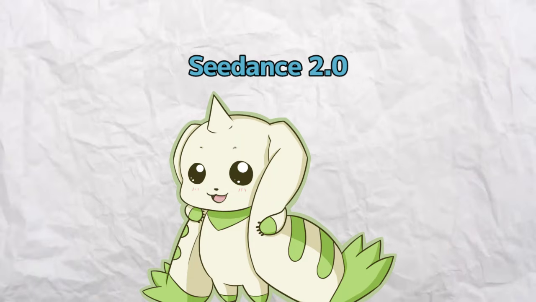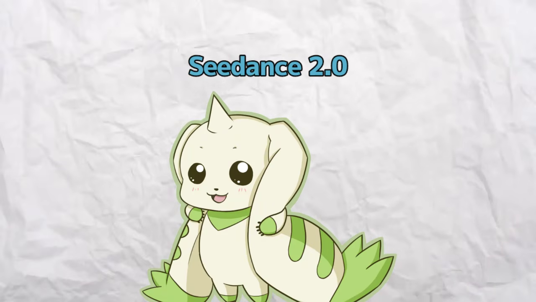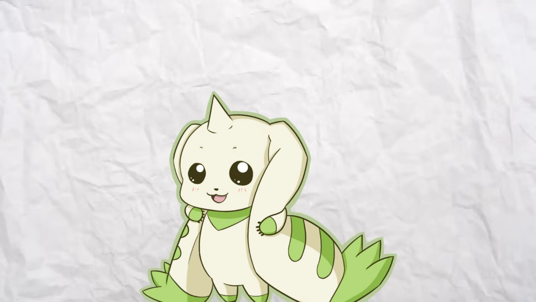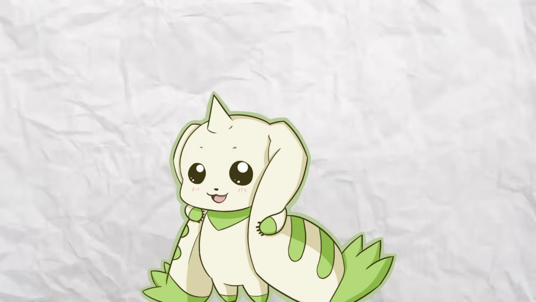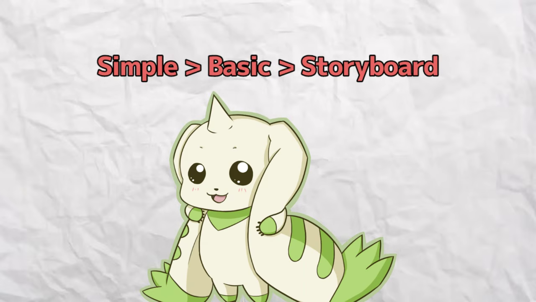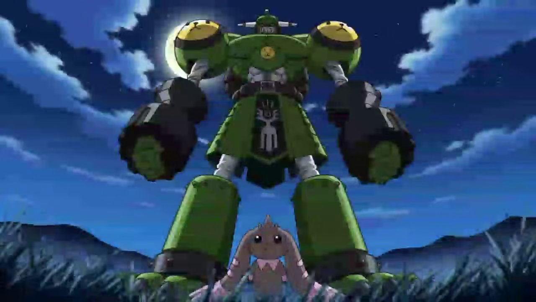Simply provide a prompt or image, and Seedance 2 turns your creative vision into motion within minutes. In this tutorial, I'll be using Dola AI on both mobile and PC, and I'll break it down into 3 modes: simple, basic, and storyboard. An example of the result is like this.